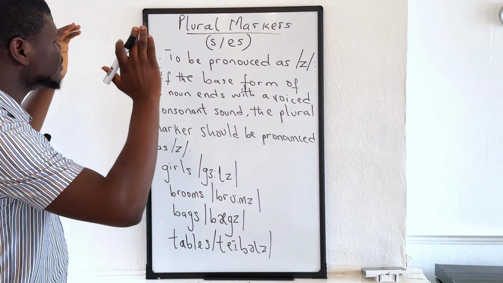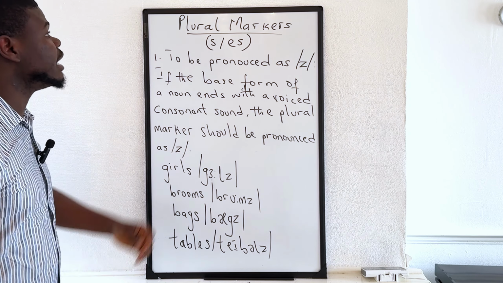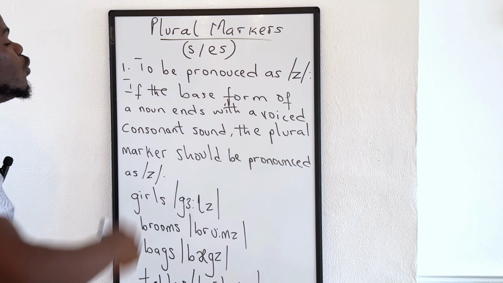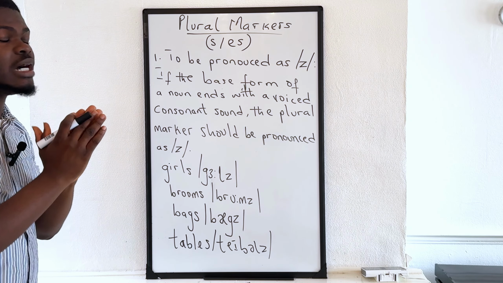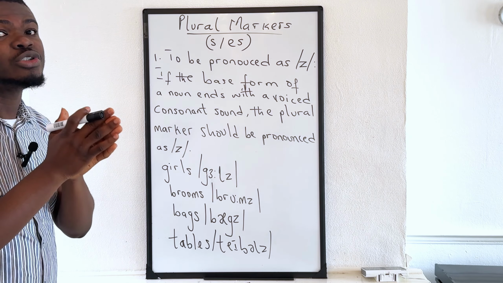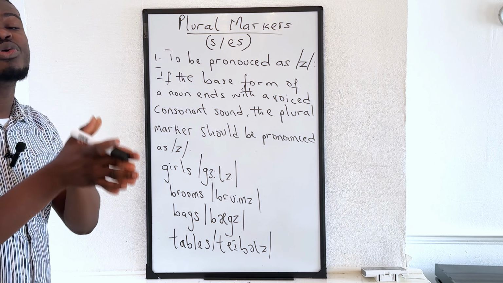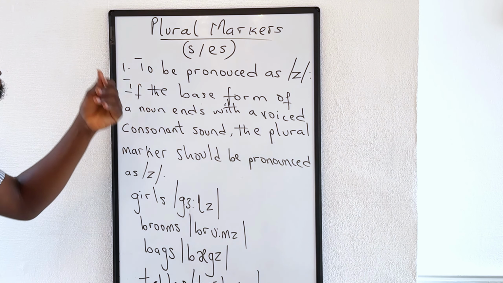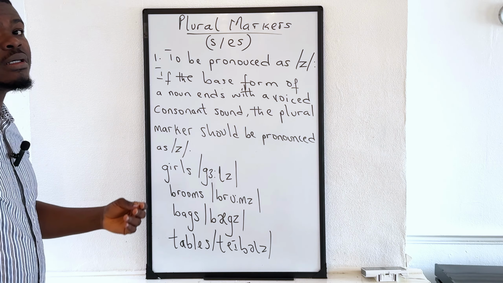So now, there are 4 rules that guide how you should pronounce the letter S or the ES that you add to the end of a noun to show that it is in its plural form. Yeah. So the first rule says to be pronounced as Z.